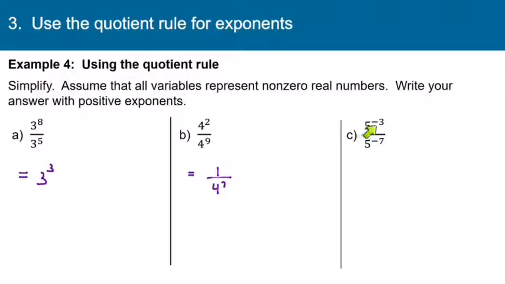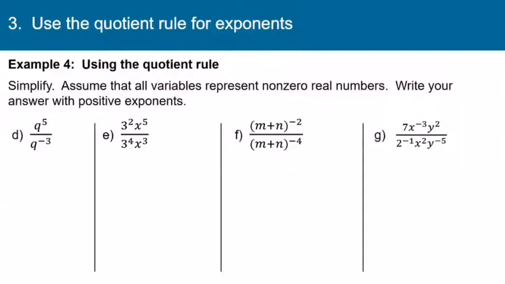On part C, I would not try to add or subtract these exponents until I have them in a positive form. So we'll use our negative to positive exponent rule to change this so that we have 5 to the 7th in the top, and 5 to the 3rd in the bottom. Now I can see that there are more 5's in the top than there are in the bottom. 7 minus 3 will be 4, so there are 4 leftover 5's, and those leftovers are in the top. So I'll just write this as 5 to the 4th.